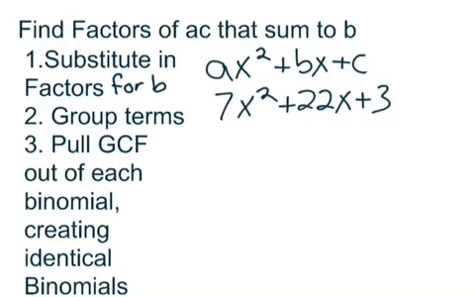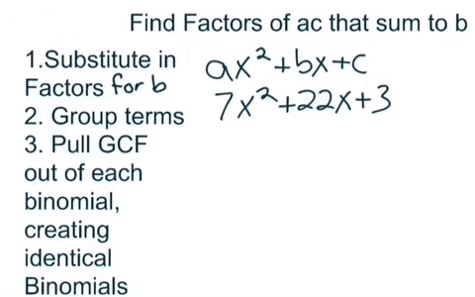First, we're going to find factors of ac that sum to b. So let's look at our general format here. Here's a and here's c. So we want factors of those two that are going to add up to b. This is a little bit different than our factor sum table from before. So let's make our factor sum table.